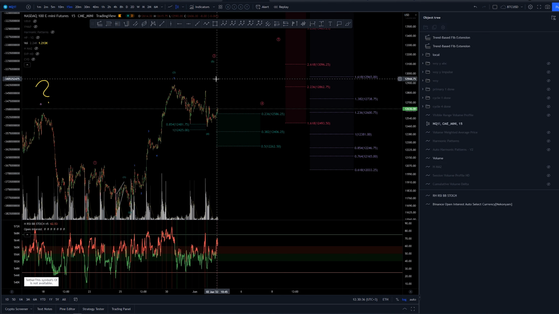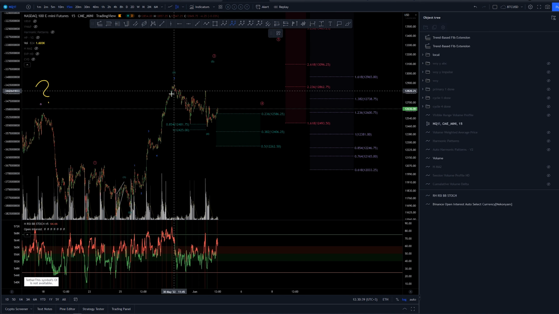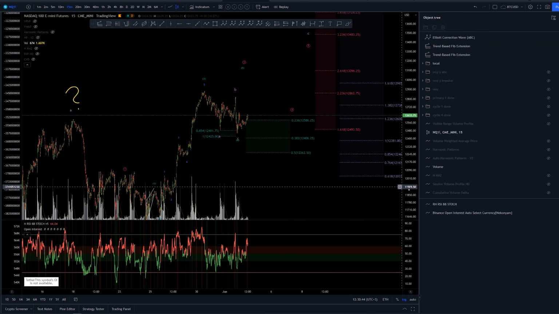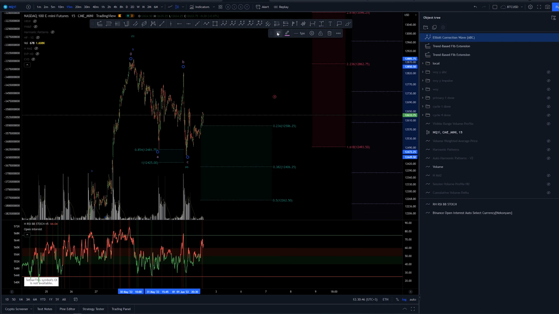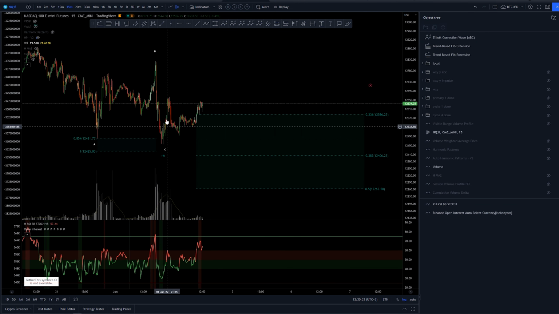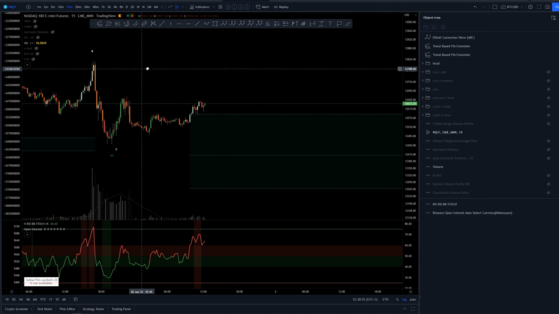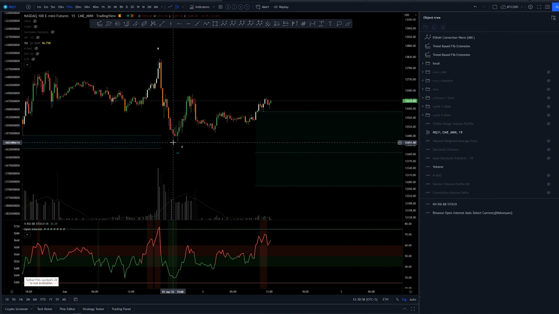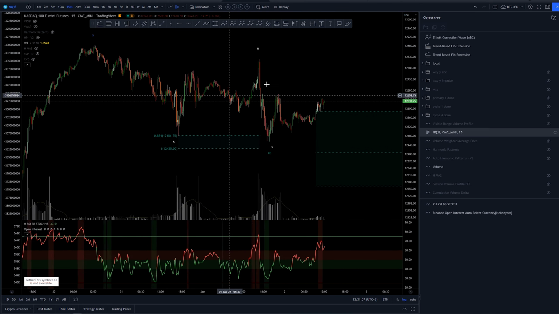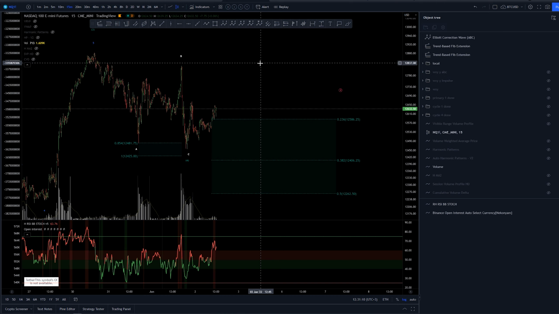It qualifies as an ABC, so we can have it like this, and that would again work very well with this current structure, as we have a really impulsive looking structure here. I can see this as a zigzag pattern as well, as we don't really have a clear 1-2 here, at least on 15 minutes. So we could have A, B, C coming down here for the fourth and have this as a WXY.